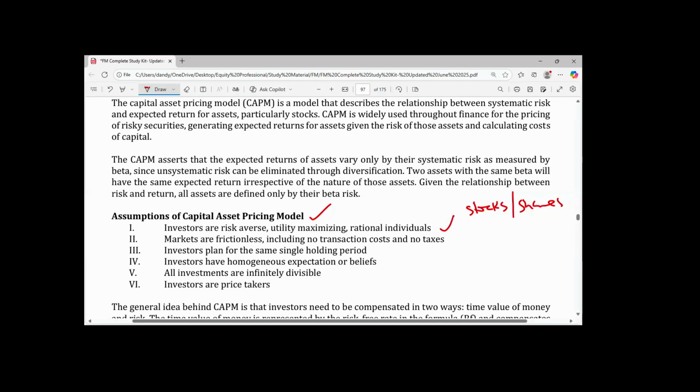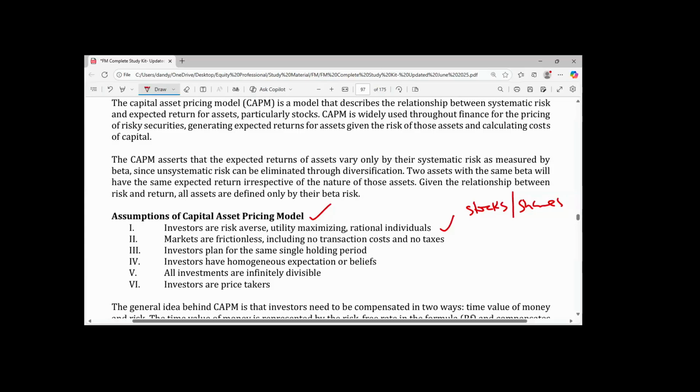Then number 2 says that markets are frictionless. When you say markets are frictionless, it simply means that there is no transaction cost, okay? No transaction cost, and there are no taxes, all right? This is not a realistic assumption, because you cannot carry out an investing decision and not incur transaction cost. What this is simply saying is that you are not going to pay any brokerage fee, which is not true because your portfolio manager is not going to work for you for free.